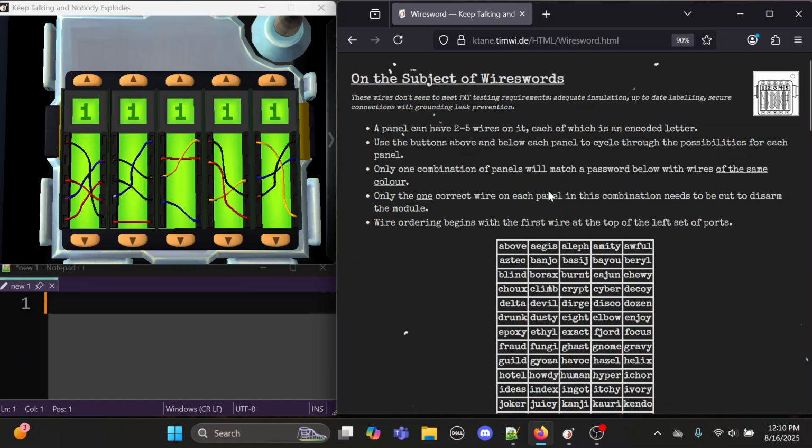So this module is a combination of password and wires. This is actually a new release from the Vanilla Swirl series. This just got released a couple days ago. I would have gotten this tutorial out sooner.